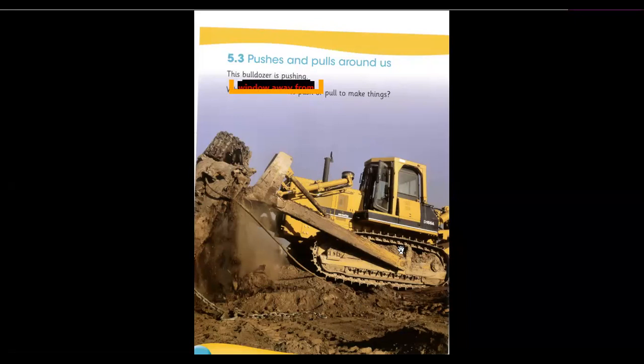Okay, so the name of this vehicle is bulldozer. What is the name of this vehicle? Bulldozer. It is used to push things away. It is used to push the rocks and materials away. Understood? What other machines push or pull to make things?